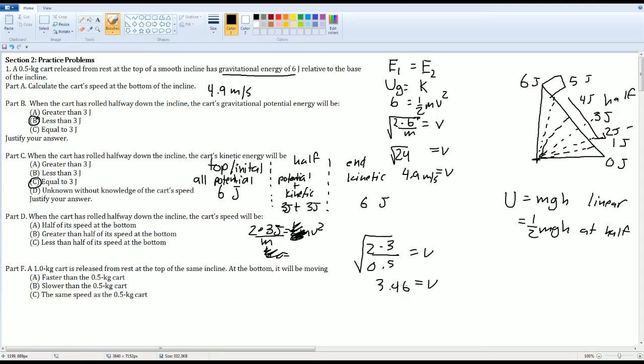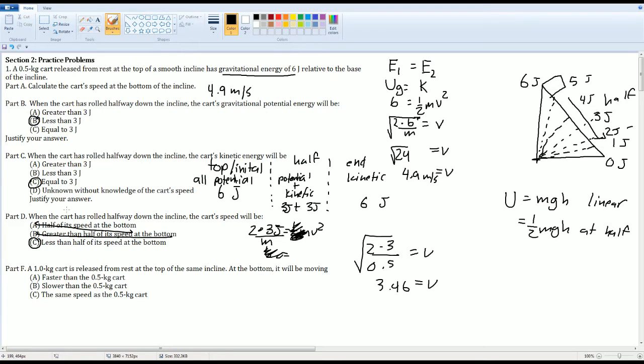So I know the bottom is 4.9. Right here, it is half of its speed at the bottom. Wait, hold on. It wouldn't be half. It can't be half. Half would be like 2.45. It can't be greater than the speed at the bottom, but it is less. We know it is less. The reason why it can't be half is because you see the square root term here, or the square term.